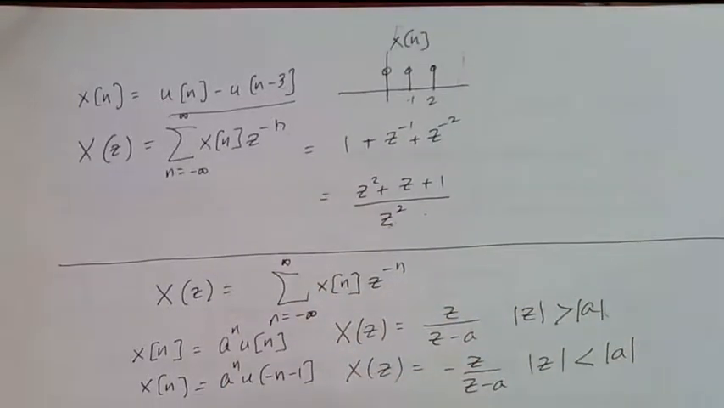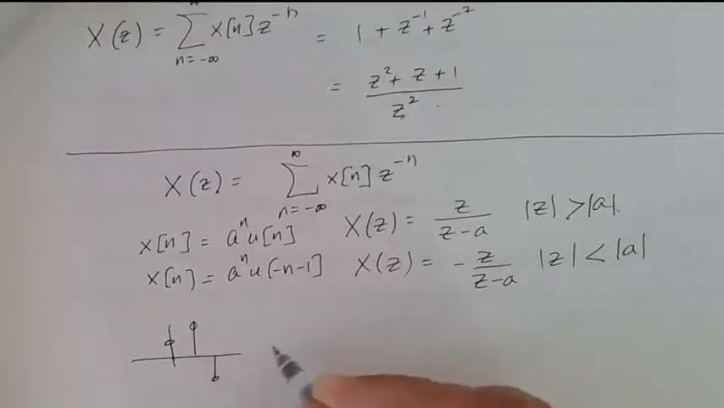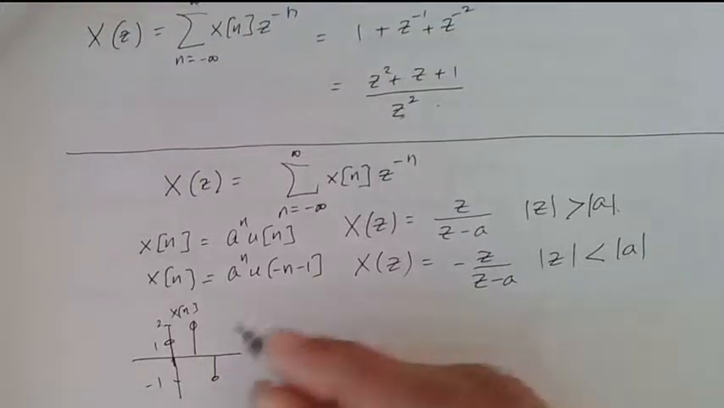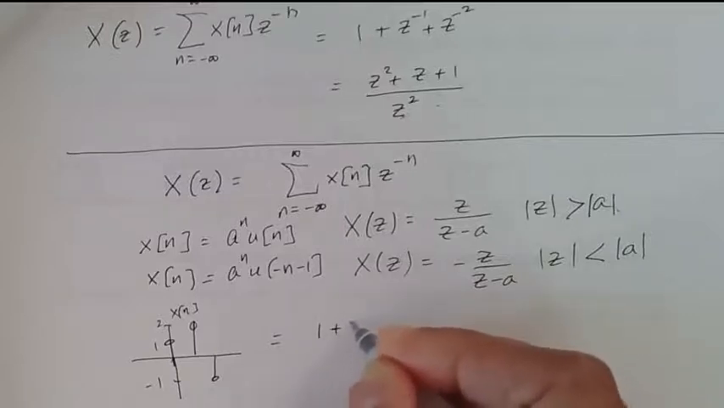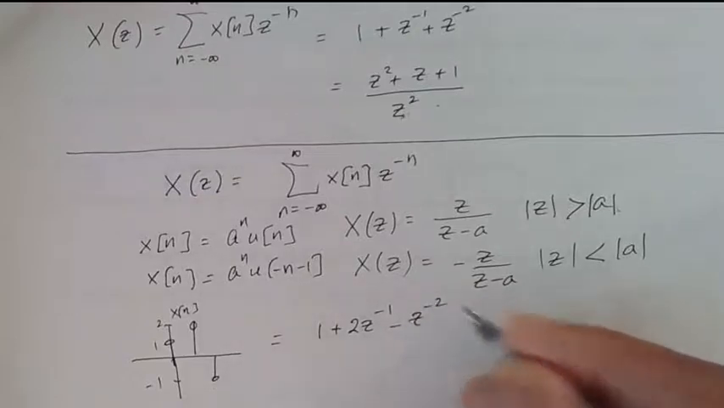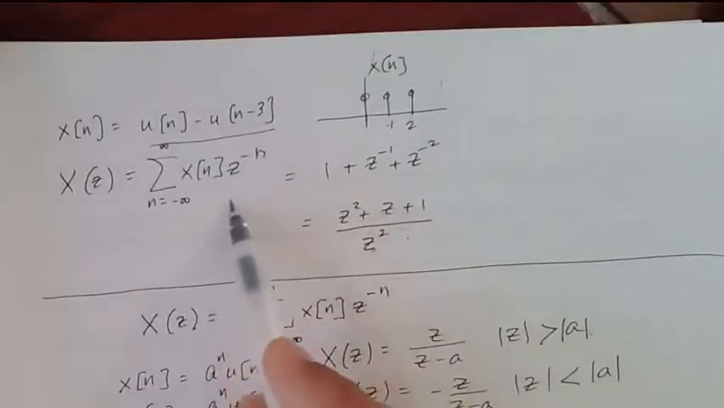So if x of n was 1 for n equals 0, 2 for n equals 1, and say minus 1 for n equals 2, if I had something like this, and let's say this is 2, this is 1, and this is minus 1, then the z transform for this would be 1 plus 2 z to the minus 1 minus 1 z to the minus 2.